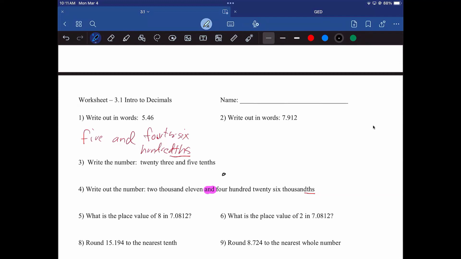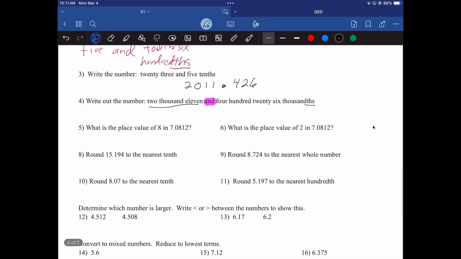All right, so the number 2011. So we have 2000 plus 11. So 2011.426 thousandths. Where I see the and tells me where the decimal is. That's how I know. It's one of those things where I'm always looking for where is the decimal? Where is the word and? That tells me where the fractions begin.